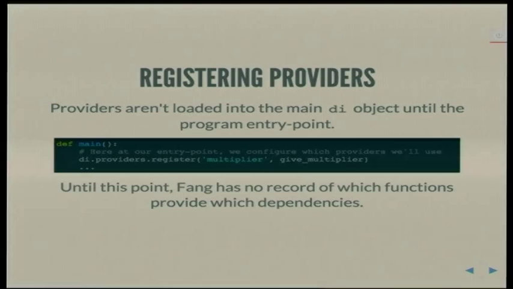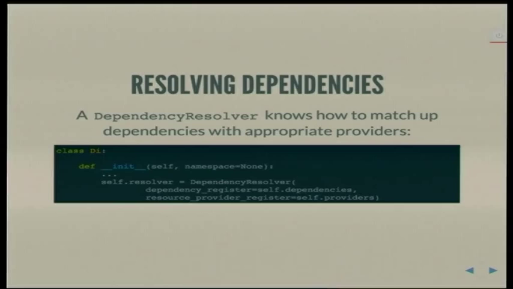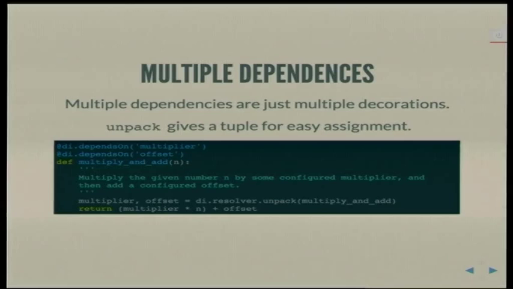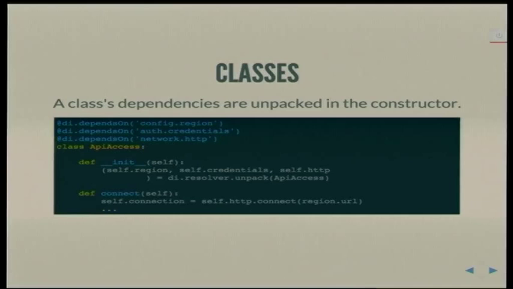So as I said, providers are just loaded in at your program entry point. And the resolver matches up providers, or the results of providers, with actual dependencies. Multiple dependencies, you just decorate your function more than once. And the resolver's unpack function will just give you the things that your function needs as a tuple so that you can easily just assign them using tuple unpacking. If you want to do dependencies on classes, the idea is that you resolve your dependencies and unpack them in your constructor, and then you just save them to self.